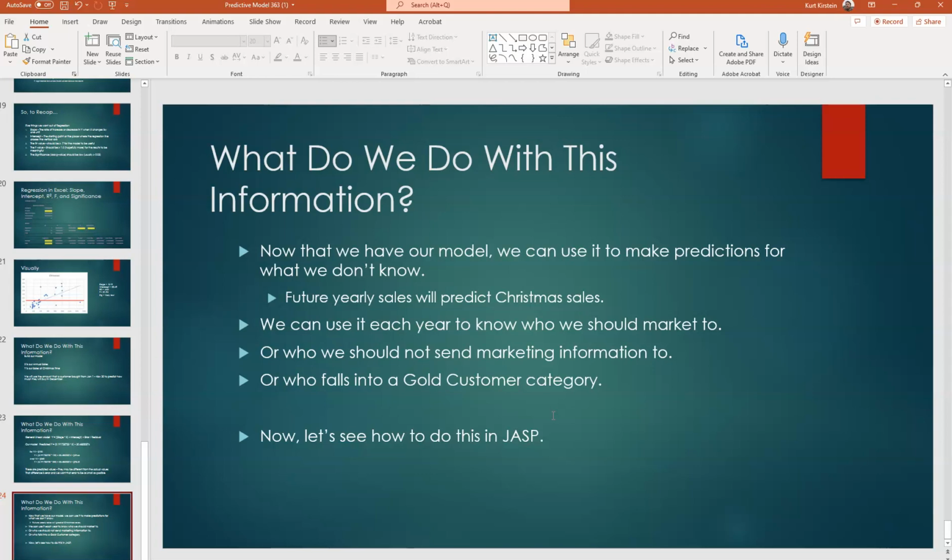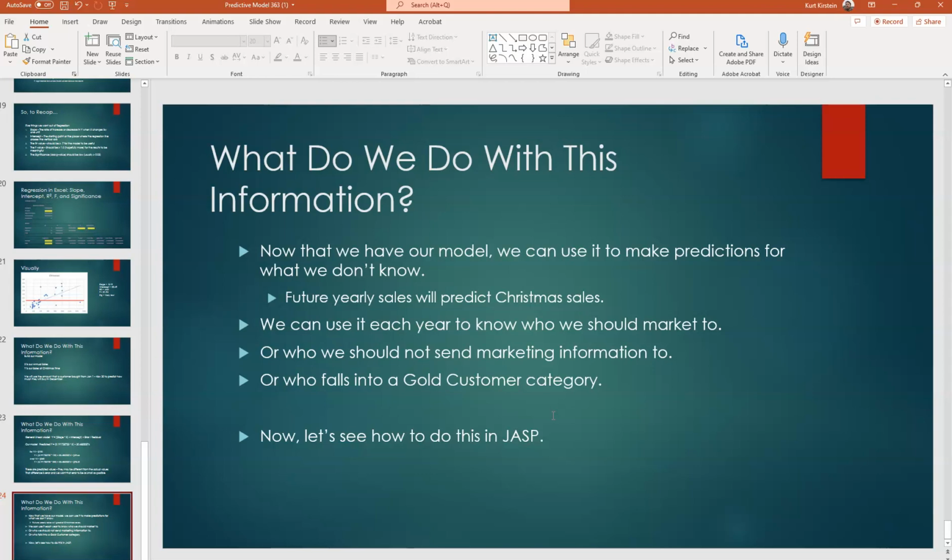We can use it each year to know who we should market to, or who we should not be sending marketing information to because they didn't spend a lot of money, or it's just not likely to be worth our time. Or we might even create a gold customer category because we know they've spent a lot and are likely to spend a lot in December. It allows us to make actionable decisions about how we deal with our customers, because we can use old data to predict what's likely to happen in the new data.